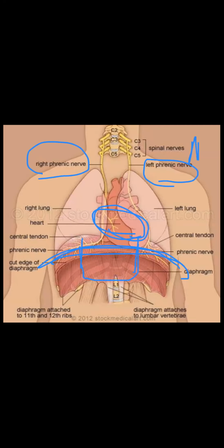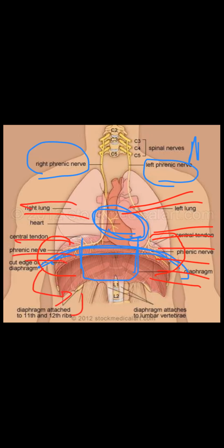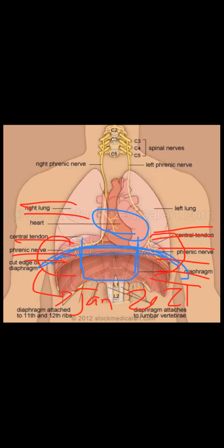So motor to all of the diaphragm, while sensory to the central part of the diaphragm and the pericardium. Now you will ask me, from where does the peripheral part of the diaphragm take sensation? It takes sensation from intercostal nerves, and this question came in the January 2021 exam. Here, this is the innervation of the diaphragm: motor, all from phrenic, while sensory, the central part is from phrenic and the peripheral part from intercostal nerves.